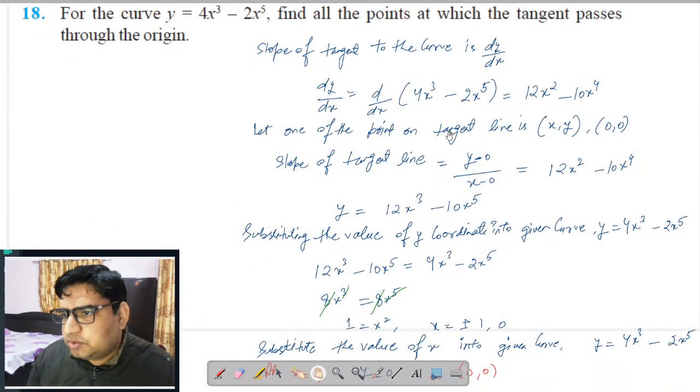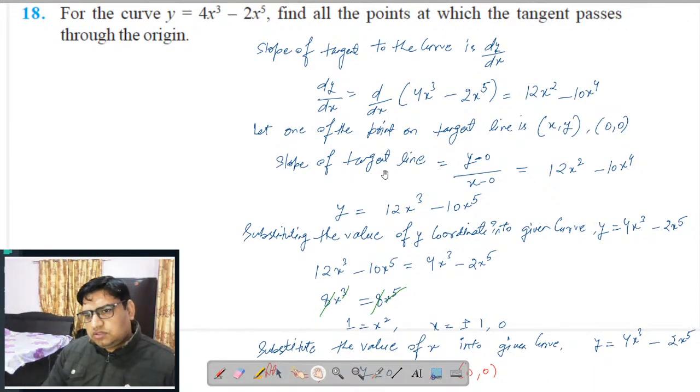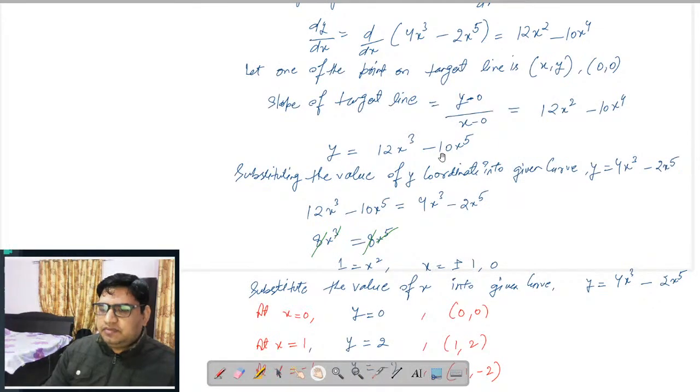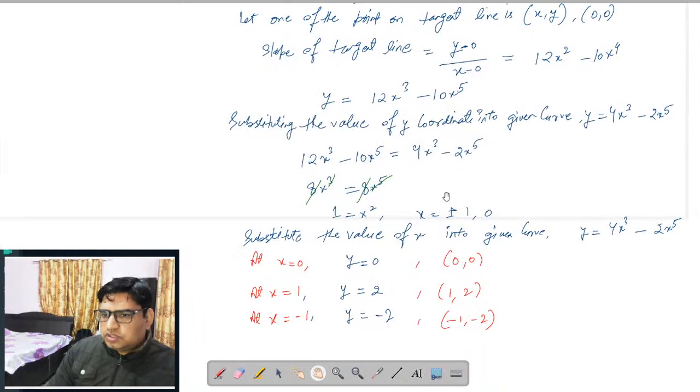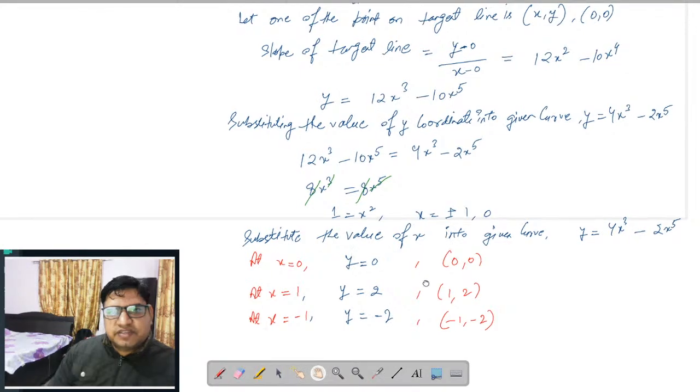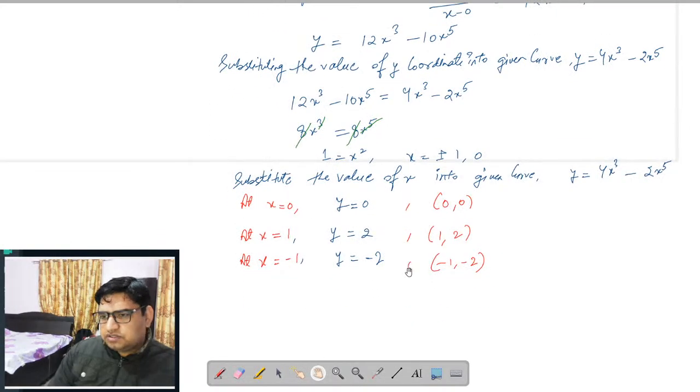Okay, so one of the points on the tangent line is x y, the other is 0 0. So we found the slope of the tangent line, and from here we got the value of y, that y is the coordinate here. Then we took it and put it into the first equation, and we get the value of x. So the 3 values of x we got are minus 1, plus 1 and 0. We substitute that into the given curve, and we get the value of y from there. So this way we got the values of y and x as well. Okay, so we get 3 points.